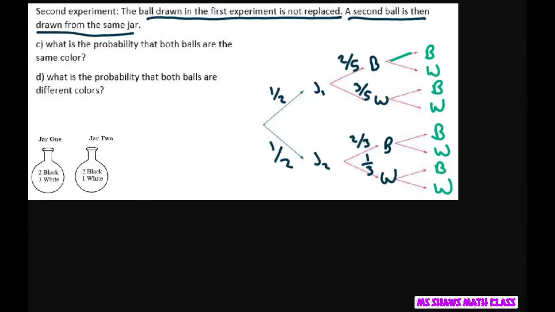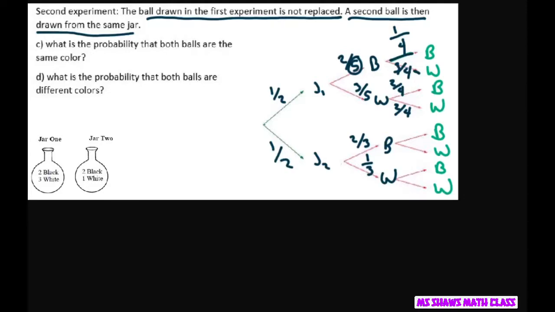So if it's not replaced for the black, then you're going to have 4 and then 1 less. So that's going to be 1/4. For this one, so this one right here would be 3/4. Remember, these two have to add up to 1. Right, for this one, if it's not replaced, again, your denominator is going to be 4, and that's going to be 2. And so this also has to be 2/4 for the white. Remember, they have to add up to 1.